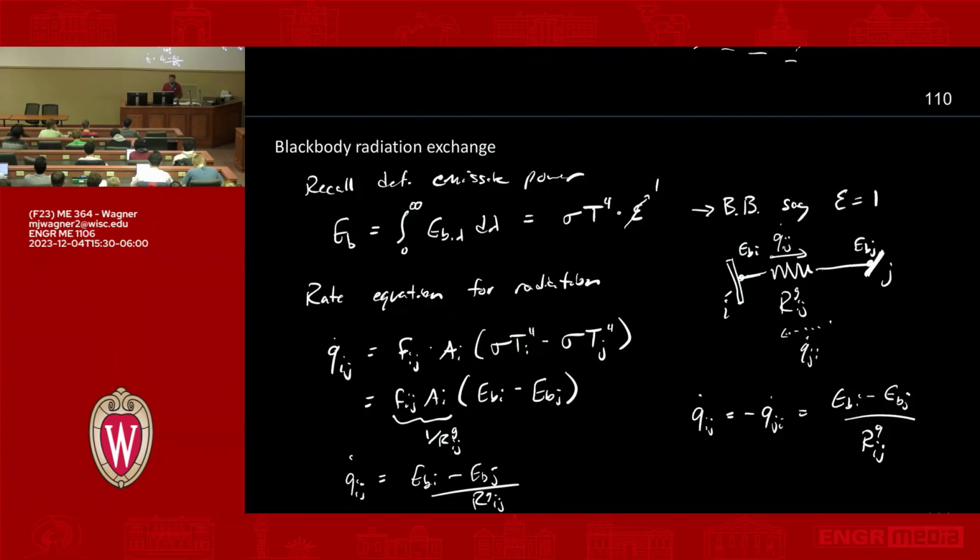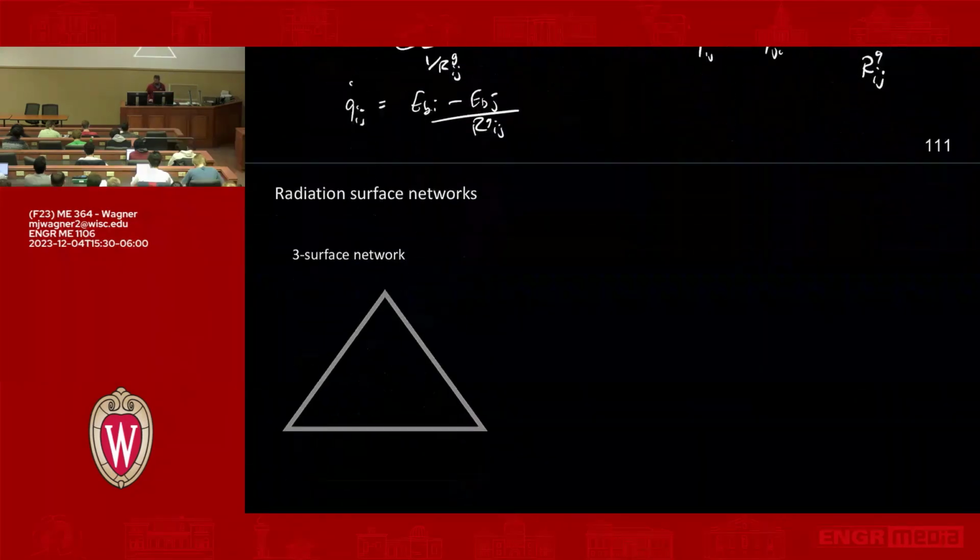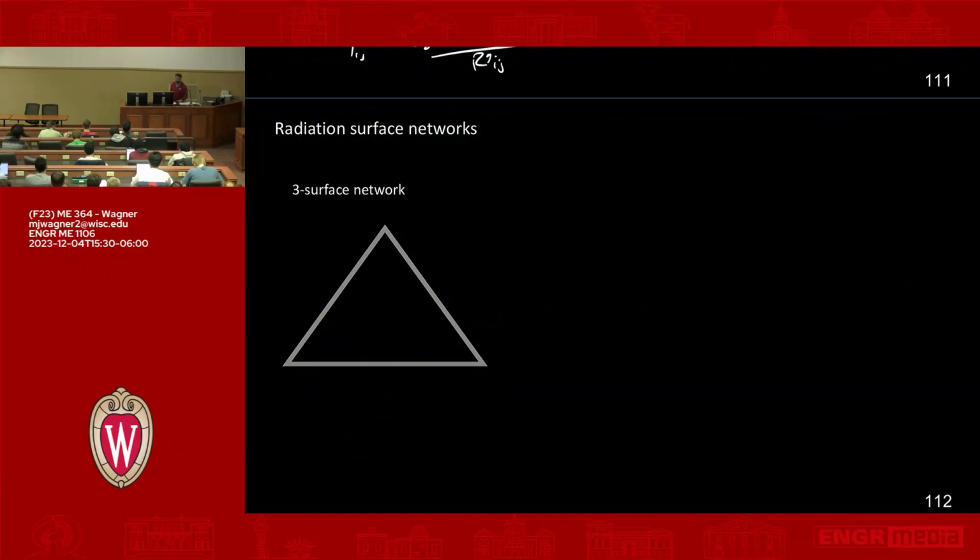Okay, so what I want to do then is show you how you maybe take this really simple surface ij thing and maybe extend it to something incrementally more complicated, and we'll see then how that works. So let's look at a three-surface network. I've got three surfaces here. I'm going to say that we're only concerned with the radiation that's occurring inside.